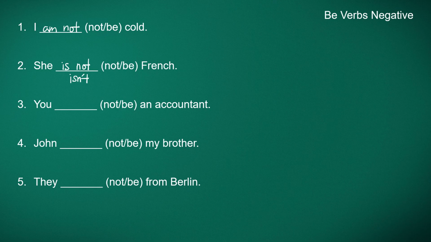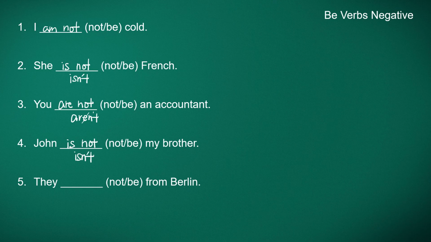You are an accountant. You are not an accountant. And the contraction is you aren't. So do not pronounce this E sound. You aren't an accountant. John is not my brother. John isn't my brother.